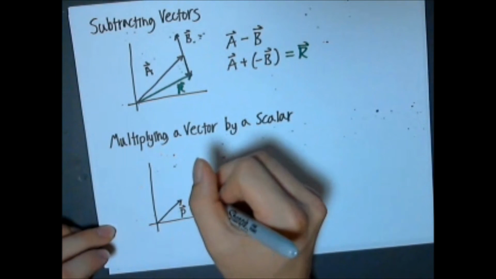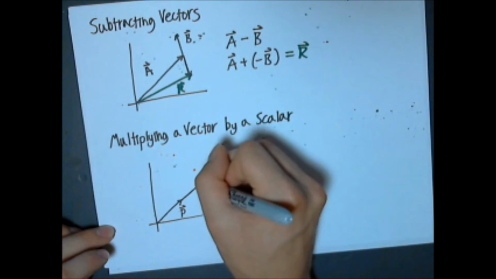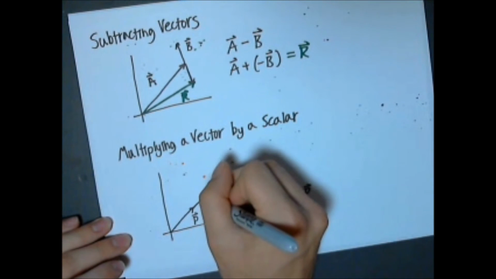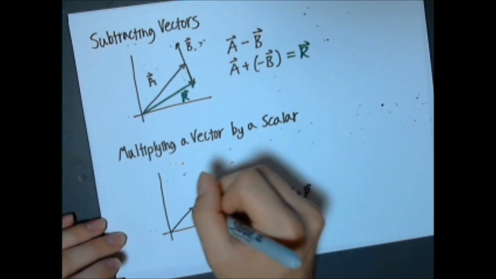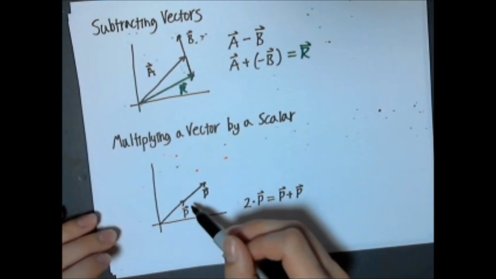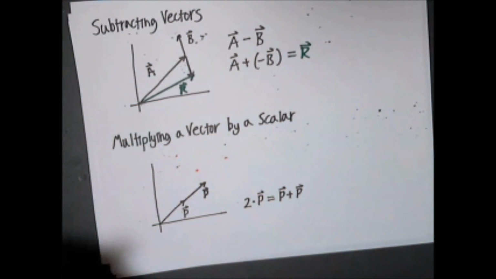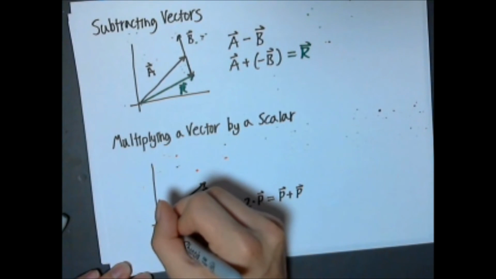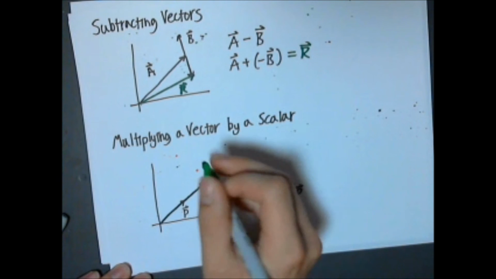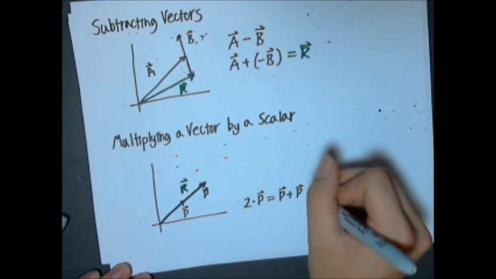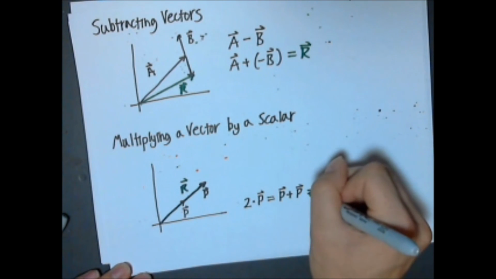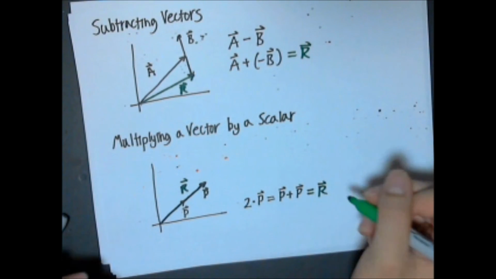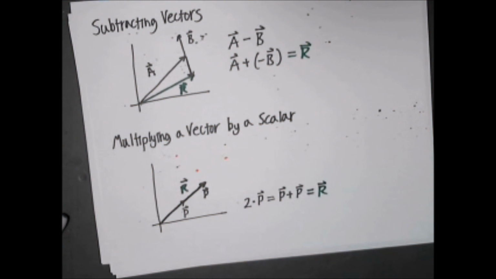And as we discussed before, you can simply add vector P, putting the tail of the next vector at the tip of the first one, and draw your resultant vector, vector R. So pretty simple. Just make sure not to get vectors and scalars confused.